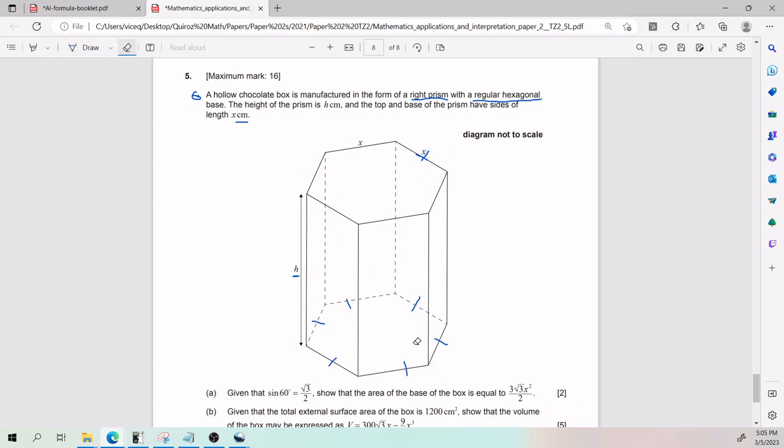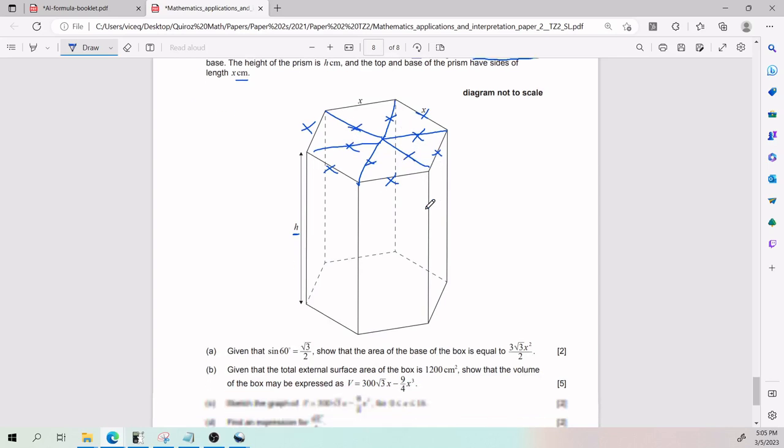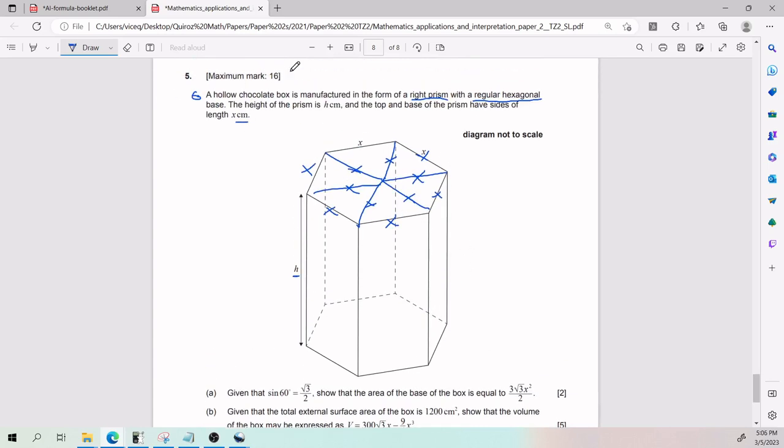Notice what I'm going to do up top. Because all the sides are the same, I can actually go like this. Boom, boom, boom, boom, bada bim, bada bam. So now all of these are x, quite literally. All of these sides are x, and we also have 1, 2, 3, 4, 5, 6 triangles, and they are all what we call equilateral.